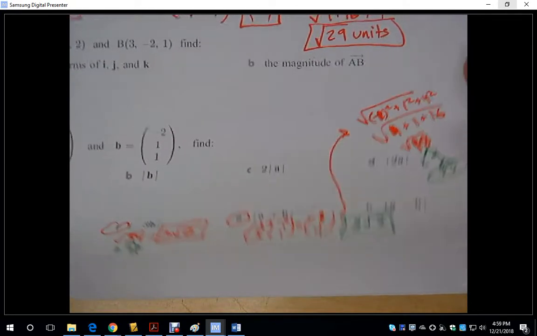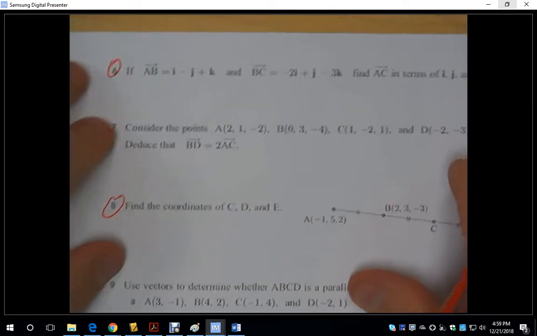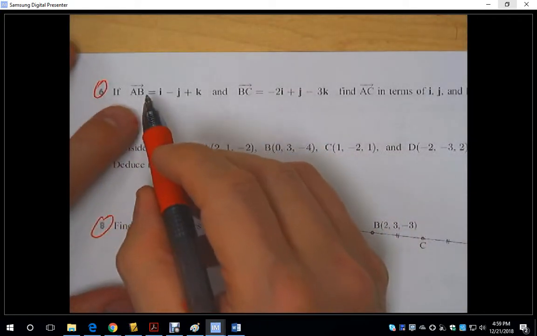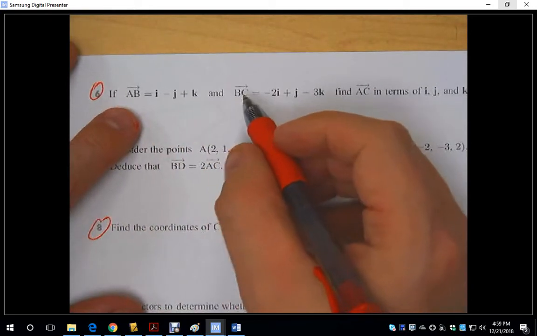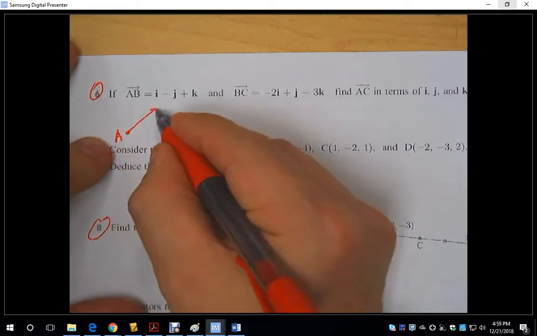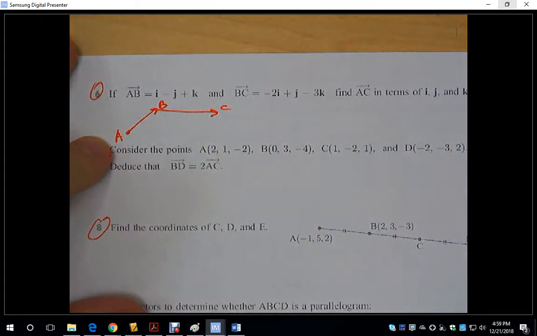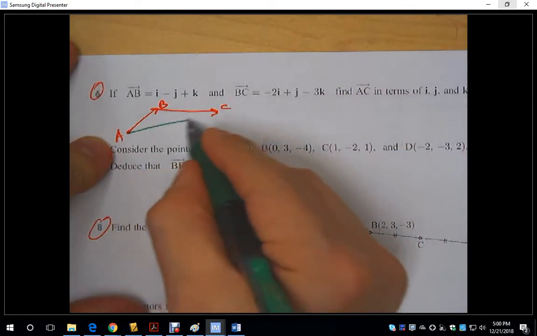All right, moving on. It looks like we've spent a lot of time and we really haven't progressed very far, so we're going to have to pick up the pace a little bit. So for number 6, I have a vector AB, which is i, negative j plus k, and vector BC. So I have some vector here, A to B, another vector from B to C, and I want to find this resultant vector in terms of ijk here.